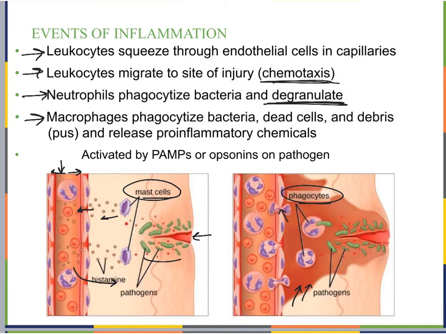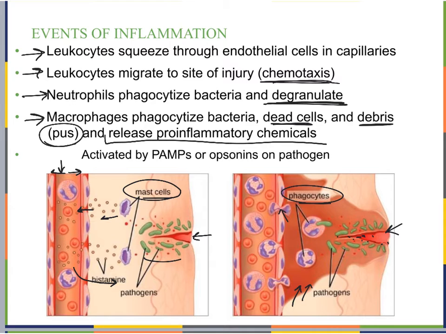Then macrophages are going to also phagocytize bacteria. They're also going to gobble up some dead cells. So remember, when you have this injury here, we've got chunks of our own dead cells in the area. So it's going to start to phagocytize that as well. And then debris. And this is going to be part of pus. Remember, pus has a lot of cellular debris, some dead white cells, white blood cells, meaning some dead local cells and pathogens and things that have been destroyed as well.